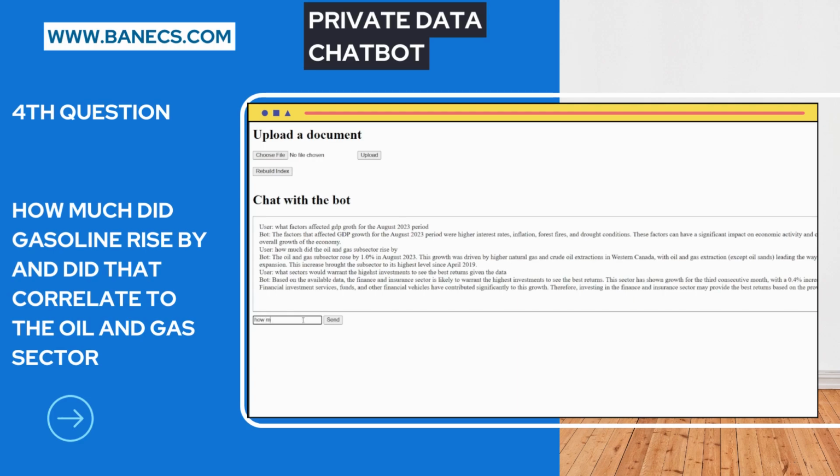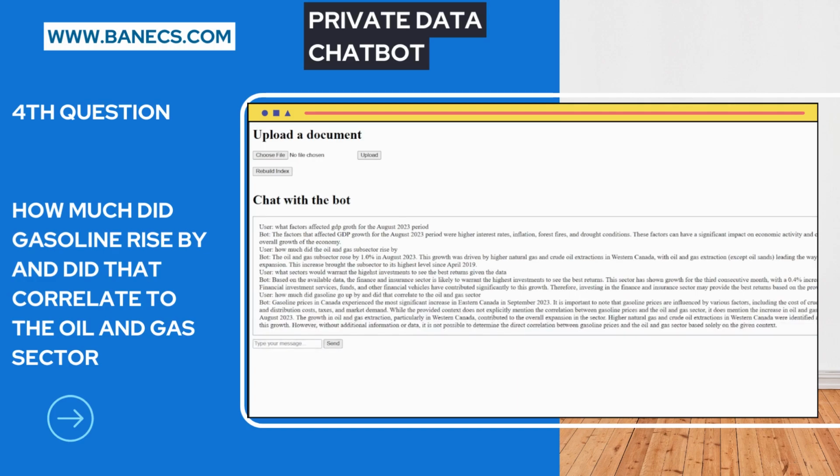Let's see, how much did gasoline prices increase, and did that correlate to the oil and gas sector? Let's see what it has to think about here and what it comes up with. So it comes up with the context of increase in gasoline prices and correlation with the oil and gas sector, which is how it determines that answer.